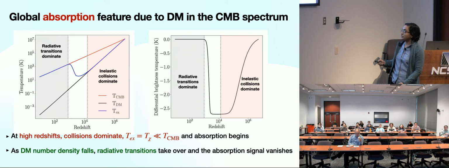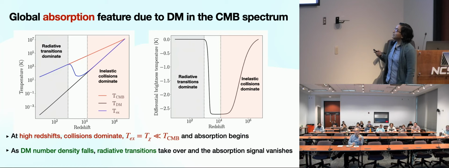For CMB, dark matter, and excitation temperature. And on the right-hand side, this is the CMB intensity in temperature units with respect to a black body. So if it is a black body, then this is a perfect horizontal line like this. If this goes below zero, then this goes in absorption. So let's try to see how an absorption signal can get imprinted.